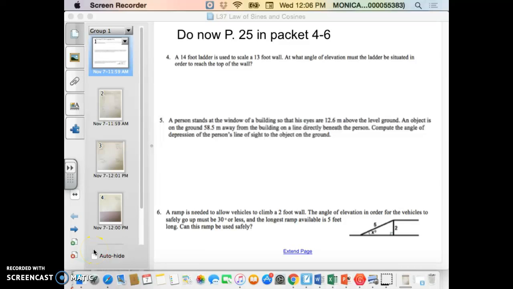Okay, so your do now for today is to finish page 25 in your packet. This is numbers 4 through 6. So we're going to go ahead and draw a picture because that's the first step.